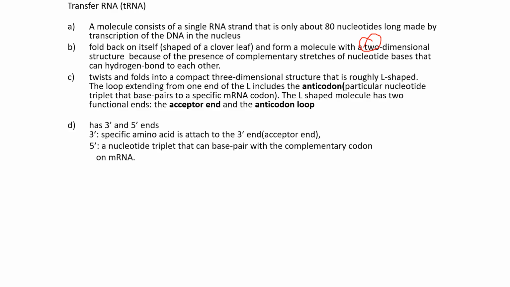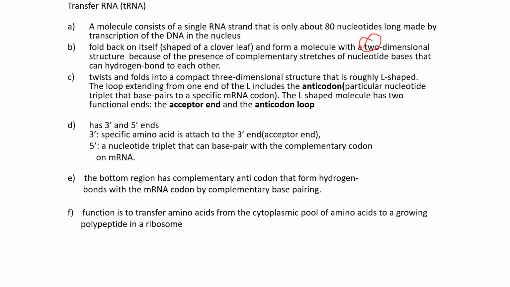And then the anticodon end is a nucleotide triplet that can base pair with the complementary codon on mRNA. The bottom region has the complementary anticodon, which I mentioned earlier, that forms hydrogen bonds with the mRNA codon by complementary base pairing. Do you get that? Meaning to say, the anticodon in the tRNA will form hydrogen bonds with the mRNA codons by complementary base pairing.